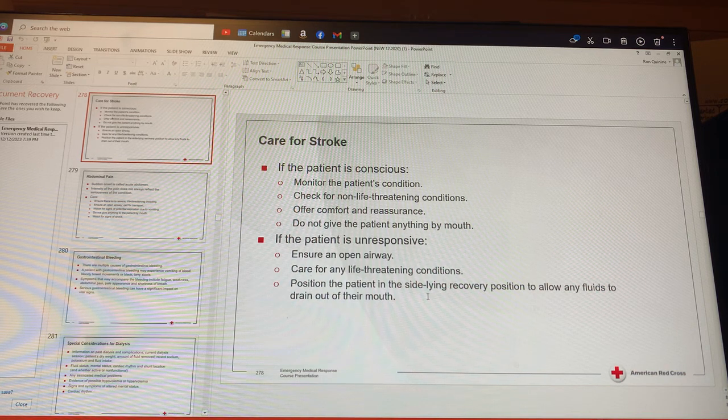If the patient is unresponsive, this is what we do to care for a stroke. Ensure an open airway, so they can breathe. Care for any life-threatening conditions. Position the patient in a lateral recovery position to allow any fluids to drain out of their mouth.